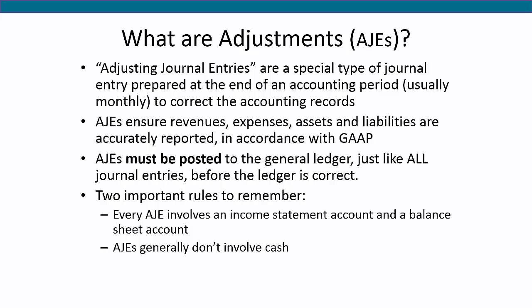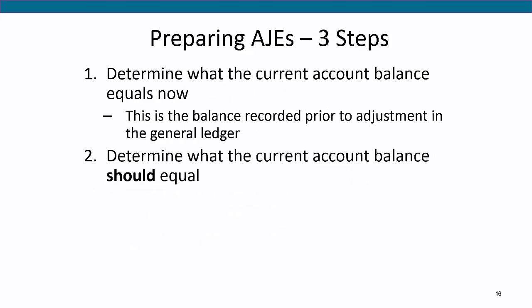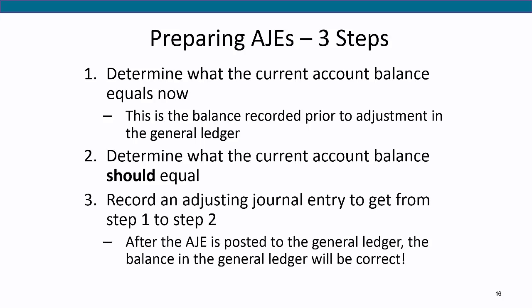And finally, don't forget this point, adjusting journal entries must be posted to the general ledger just like regular journal entries are. In the real world, when working on month-end financial statements, I will first review the accounts on the trial balance to ascertain which accounts need cleanup work. The adjustment process requires that we compare the balance of an account to be adjusted with what the account balance should be and make an adjustment for the difference.